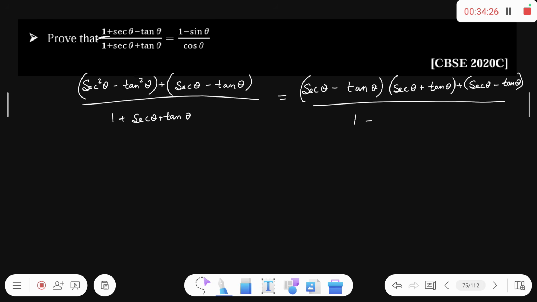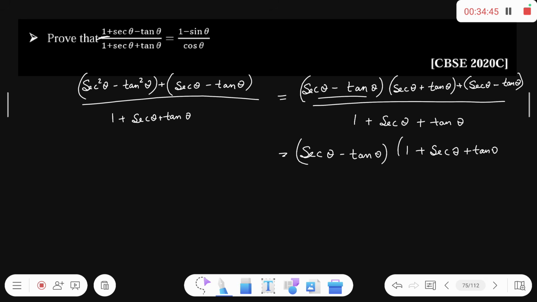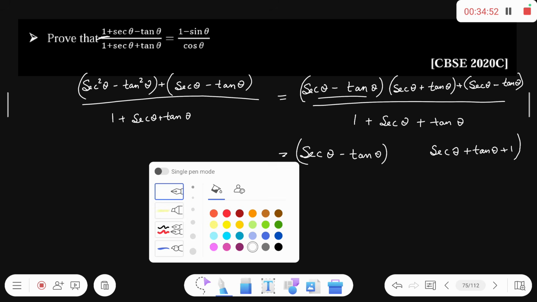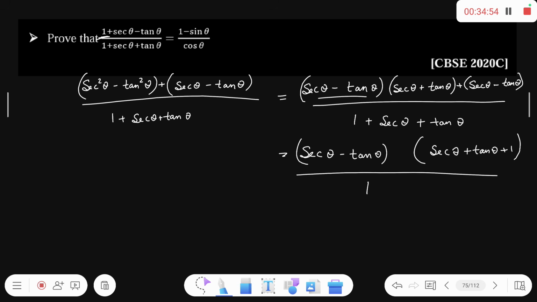Divided by 1 plus sec theta plus tan theta. Take sec theta minus tan theta common. Sec theta minus tan theta, you're left with nothing. It is 1 plus sec theta plus tan theta plus 1, not 1 here. Which is equal to 1 plus sec theta plus tan theta.